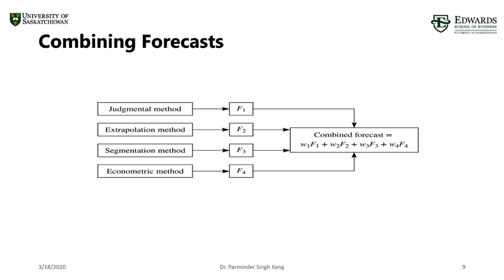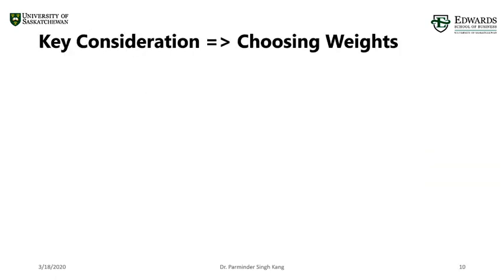So what we're doing here is we are assigning weight with respect to each forecast. For instance, W1 is for forecasting method 1, which is the judgmental method, W2 for method 2, W3 for forecast 3, and W4 for forecast 4. That brings us to a very important topic, which is choosing weights.